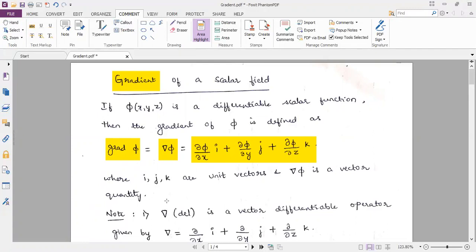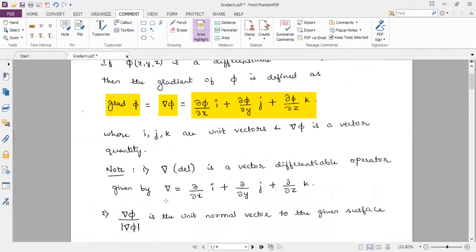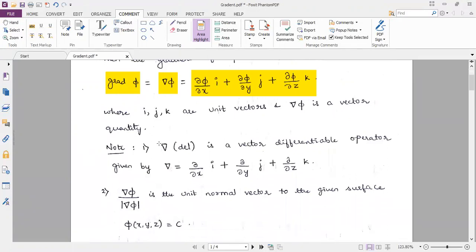Let us note the following points. Del, the notation given by this, is a vector differential operator given by del is equal to ∂/∂x i plus ∂/∂y j plus ∂/∂z k. We also note the point that grad phi divided by magnitude of grad phi is the unit normal vector to the given surface phi of x, y, z is equal to c.